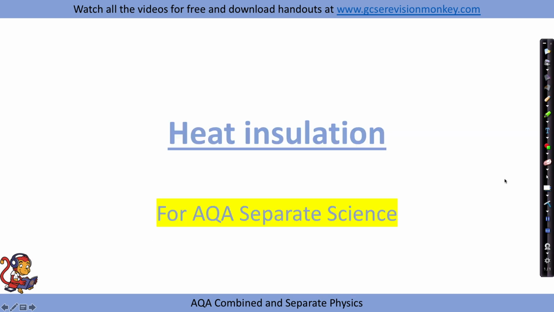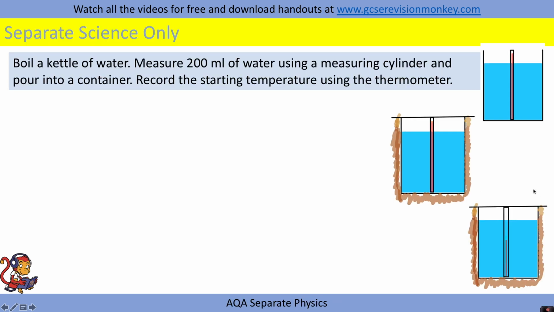Heat insulation required practical, and this required practical is for separate scientists only. So to start off, we'd boil some water, and then we'd measure, for example, 200 ml of water using a measuring cylinder and pour it into a container. We'd record the starting temperature using the thermometer.